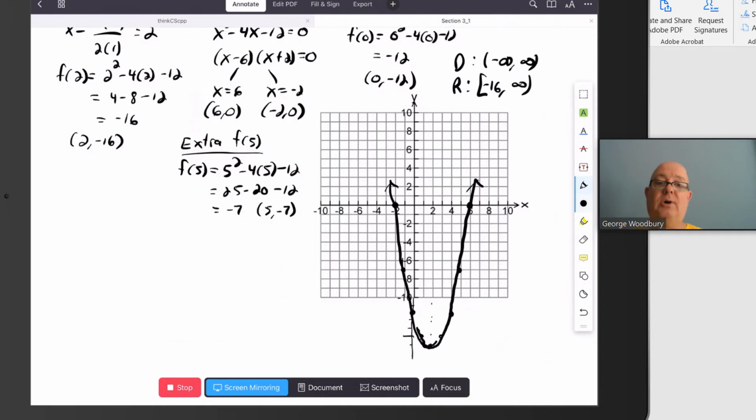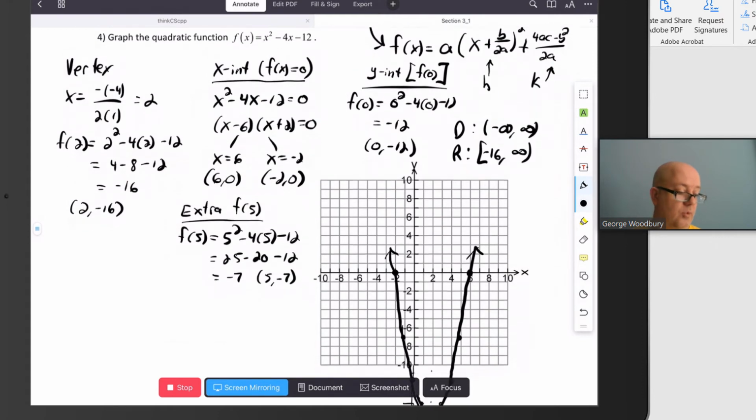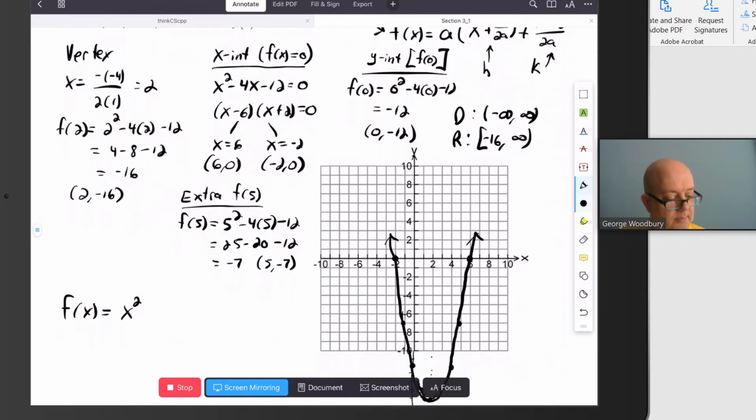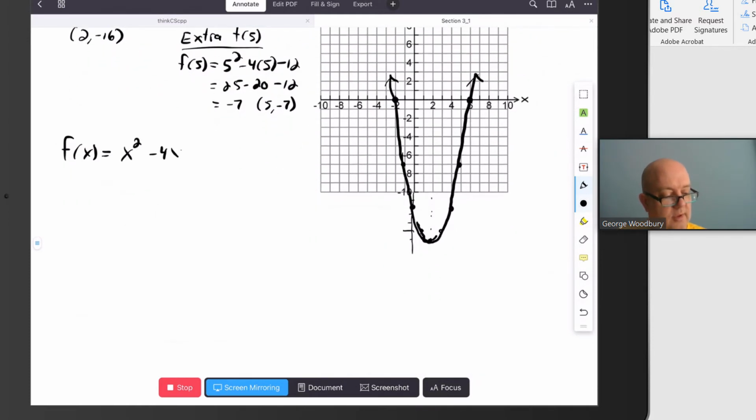Just want to show you a little bit about completing the square to show you that we would have got the same graph if we had converted it to the other form. So I'm going to take the function f of x equals x squared, let's see, it was minus 4x minus 12. And I'm going to complete the square on that. So the first thing that I'm going to do is write x squared minus 4x, leave some room in the parentheses, and put the negative 12 outside the parentheses.